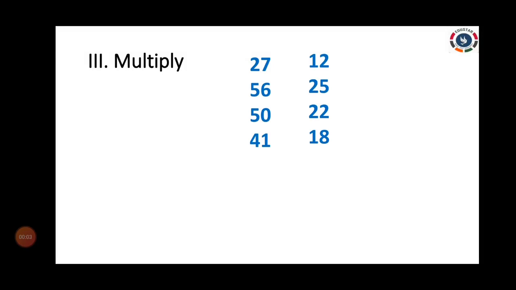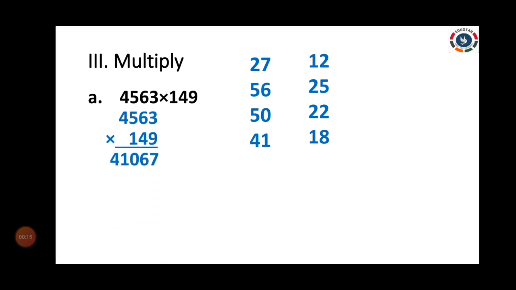Number 3, multiply A: 4563 into 149. Write down the heading and question in black color. Give the solution in blue color. 4563 into 149, write in vertical manner, then multiply by 1 number at a time. First we have to multiply 4563 into 9, which is equal to 41,067. This is the first step.